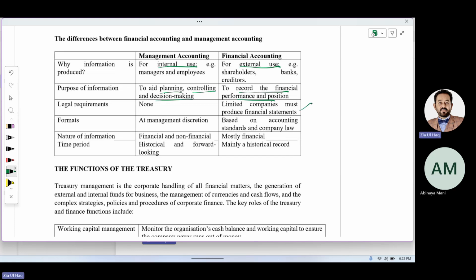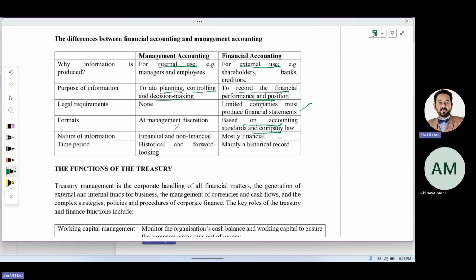Financial accounting is legally required, while management accounting is not legally required. It's up to the management. If they need help in decision making, they can prepare budgets and forecasts. Otherwise, there is no need. Financial accounting format is according to standards and law. How a company should prepare financial statements, the standard and law will define. While there is no format for management accounting, it's up to management how they are going to prepare this.